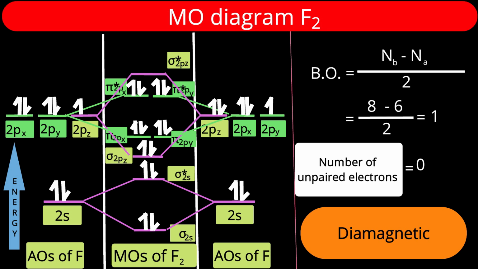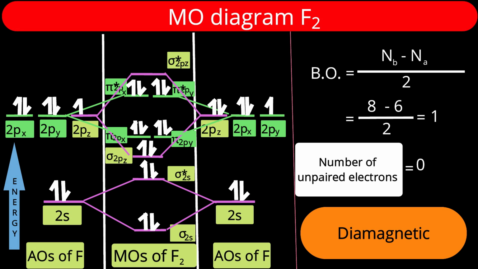So we are following Aufbau principle, Hund's law of maximum multiplicity, and Pauli's exclusion principle. Yes, all 18 electrons are over. So from this electronic configuration, can we find the bond order? What is the formula to find bond order? Bond order is equal to the number of electrons in bonding orbitals minus the number of electrons in antibonding orbitals, divided by 2.